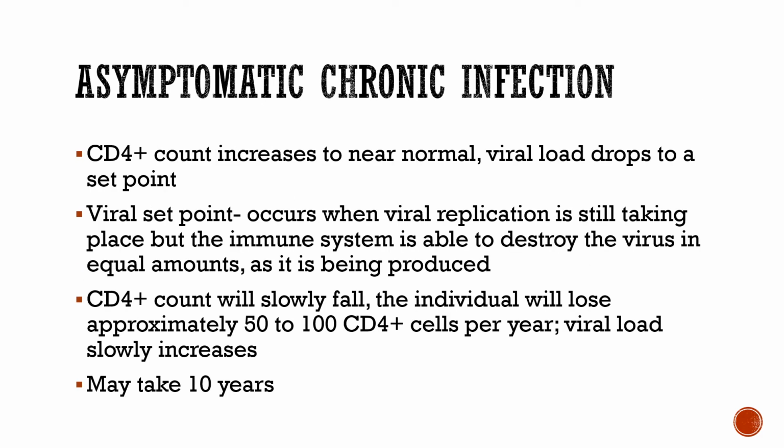So let's talk about the asymptomatic chronic infection. The CD4 count will increase to near normal, and then the viral load will drop to a set point. And let's talk about the viral set point. The viral set point will occur when viral replication is still taking place, but the immune system is able to destroy the virus in equal amounts as it is being reproduced. So this means that I still have somewhat of an intact immune system, right, where I am still trying to fight off this virus. So I may or may not be testing positive at this time.